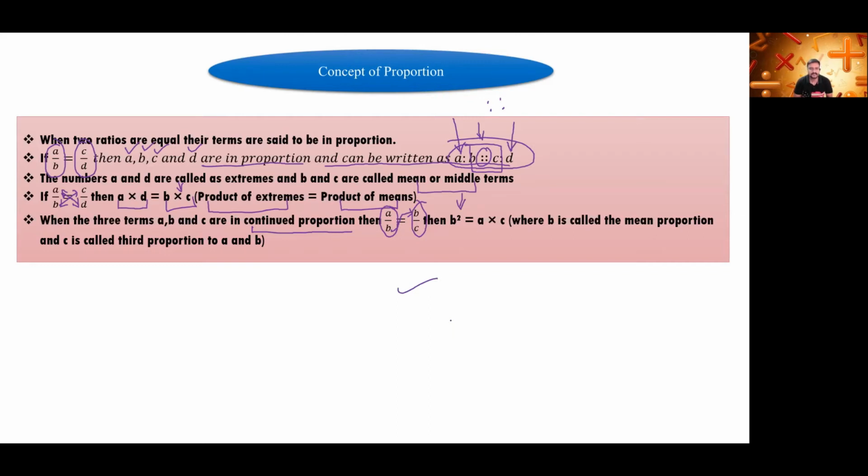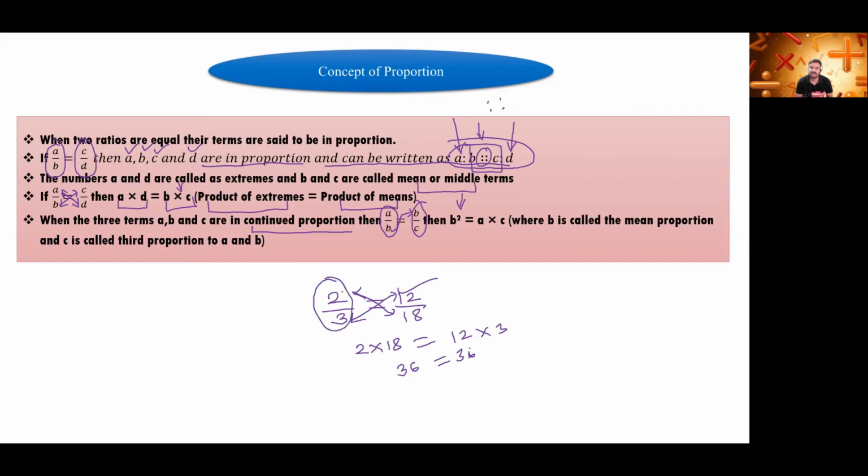I will give you an example for these two things. If the ratios are equal, then they are said to be in proportion. Suppose 2 upon 3 is equal to 16 upon 18. Now do the cross multiplication. 2 multiplied by 18 is equal to 12 multiplied by 3. You can see 36 is equal to 36.